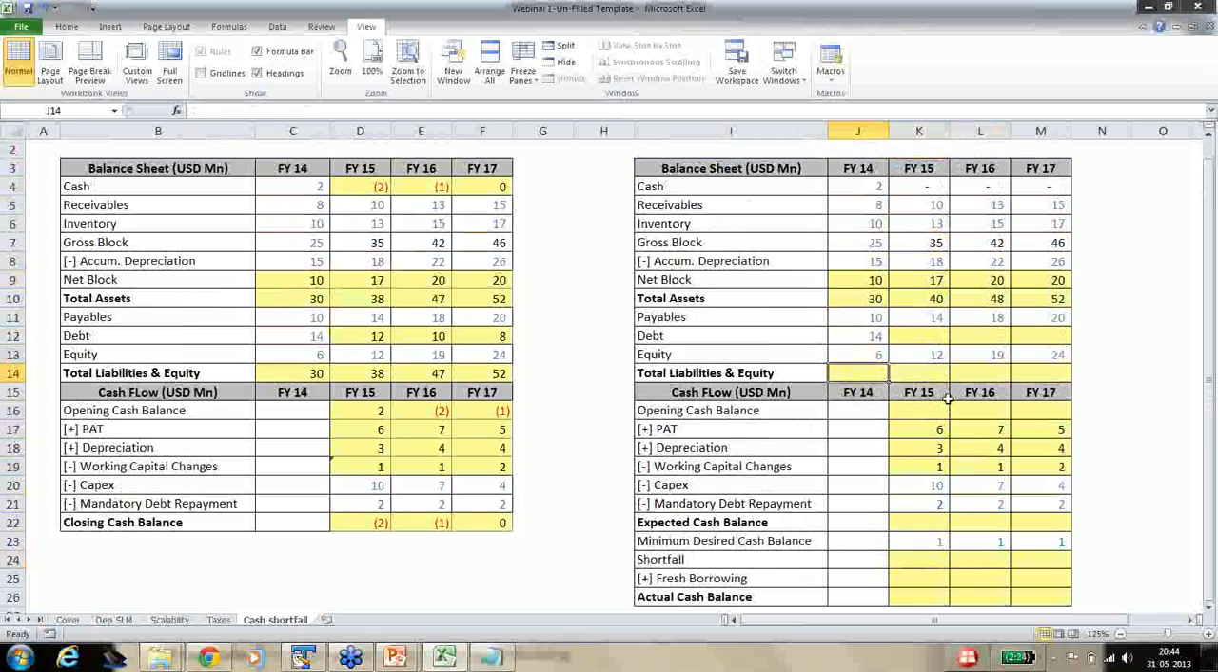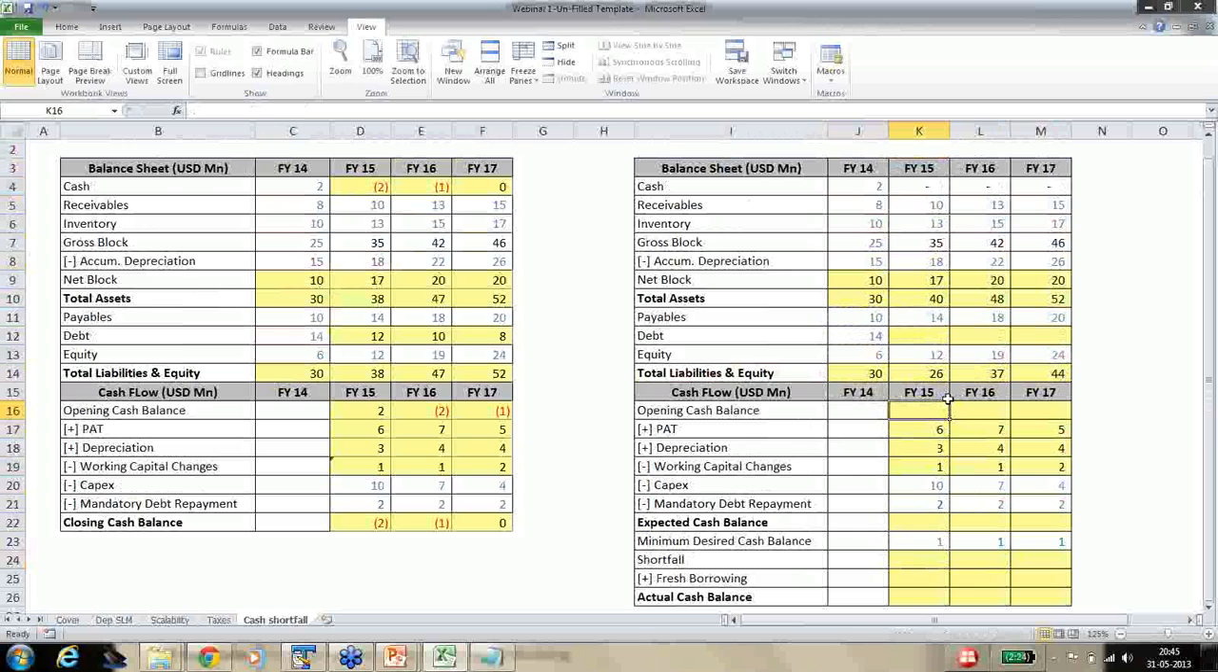What are my total liabilities over here? My total liabilities over here are my payables plus my debt plus my equity, right? Does my total assets and total liability match? They don't match. Why don't they match? Because my debt number is still not there and my cash number is still not there. Okay. So what will I try to do now? I'll try to figure out what could be my cash balance.